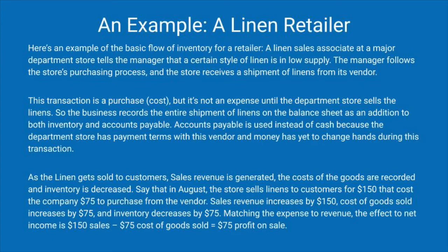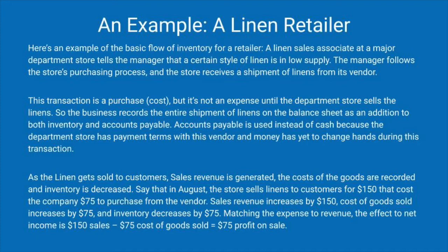So here's a basic example of the flow of inventory for a retailer. Let's assume that a linen sales associate at a major department store tells her manager that a certain type of linen is in low supply. So the manager follows the store's purchasing process, and the store receives a shipment of linens from its vendor who supplies the linens. This transaction is really a purchase. So the store purchases the linen, but it's not an expense because the store is going to turn around and sell that. It will be expensed as the products are sold.